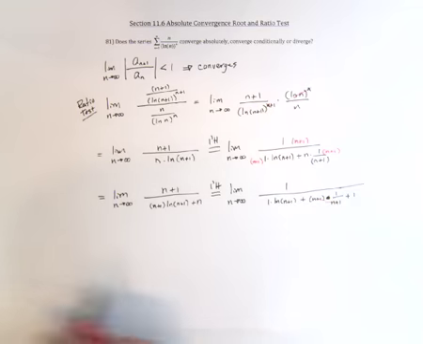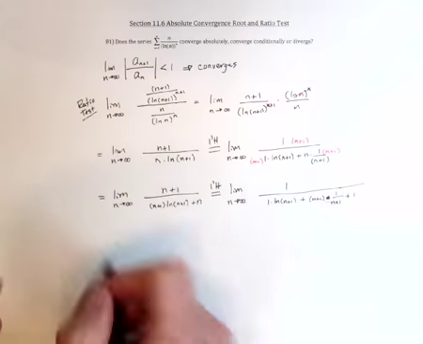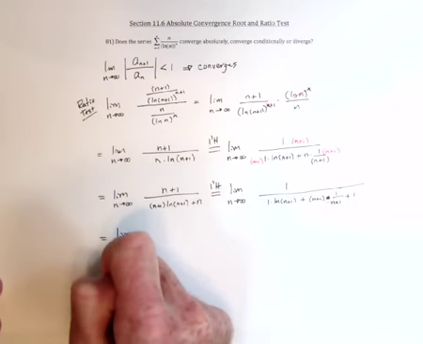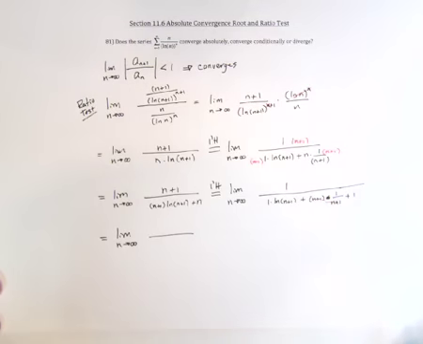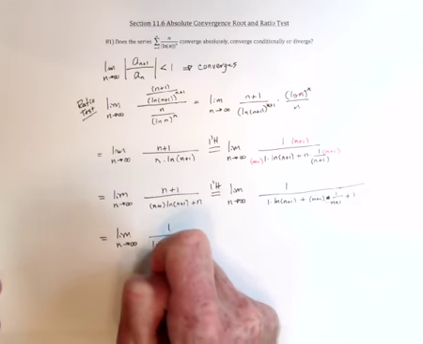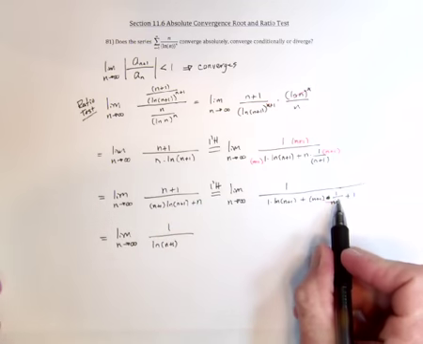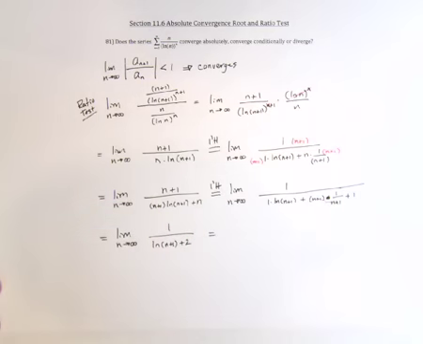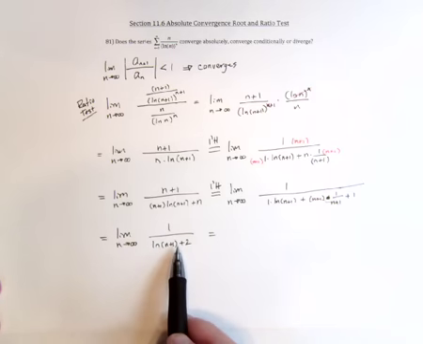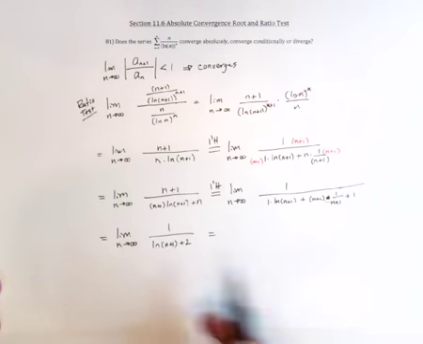it cancels. So then we're left with the limit as n goes to infinity. Good old L'Hopital. 1 over, we've got the natural log of n plus 1, and then a 1 plus a 1. Okay, so now let n go to infinity. Natural log of infinity is infinity. Plus 2 is infinity. 1 divided by something infinitely big makes it infinitely small, 0.